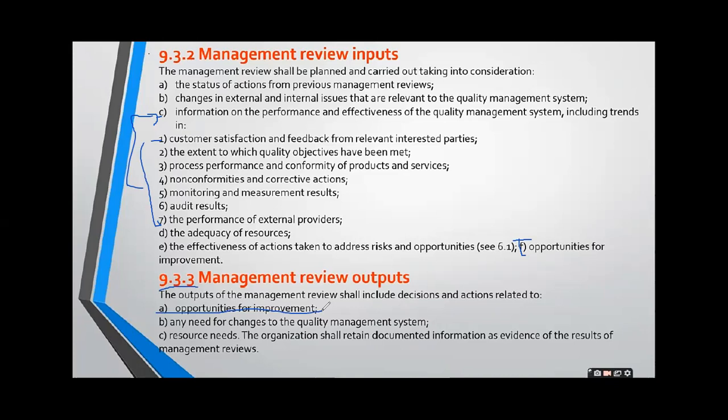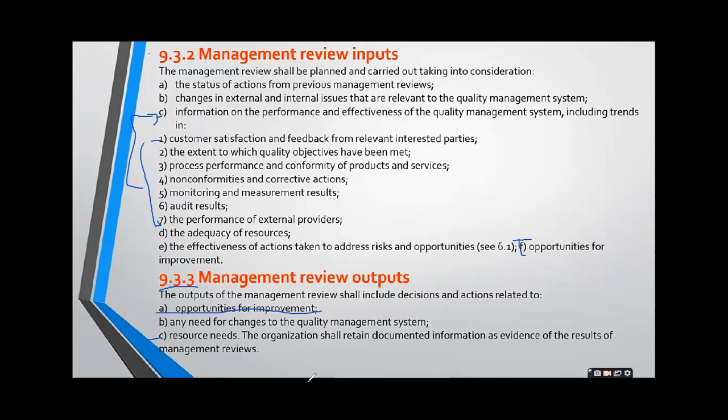Moving forward, part B is the quality management system changes. You will determine if any modification to the quality management system itself is necessary based on the review findings. Part C is the resources which are needed. You will identify any additional resource requirements, for example, personnel, equipment, etc., that are needed for the effectiveness of the quality management system implementation.